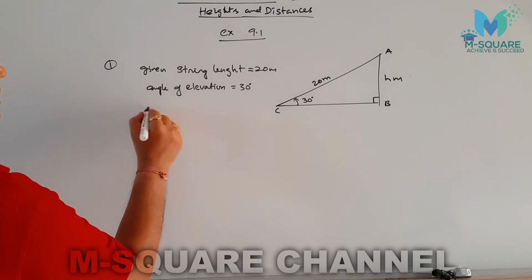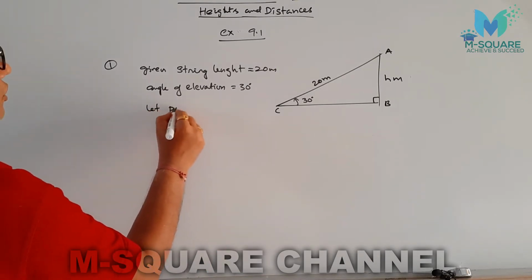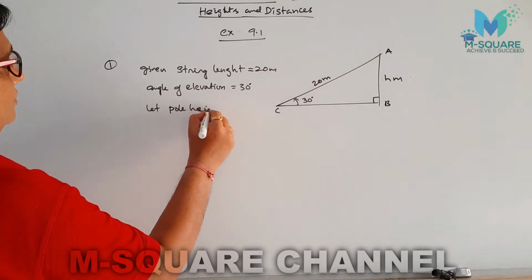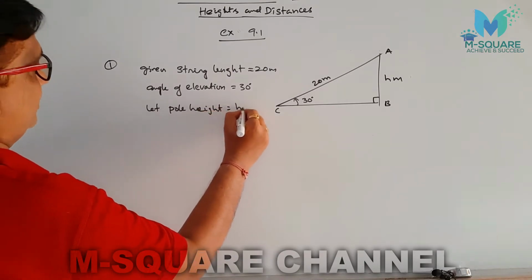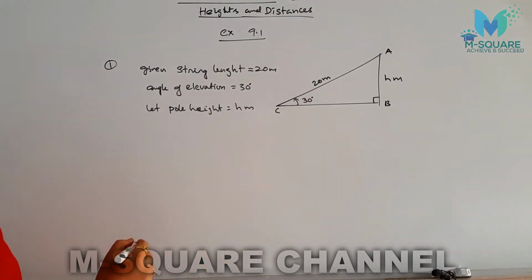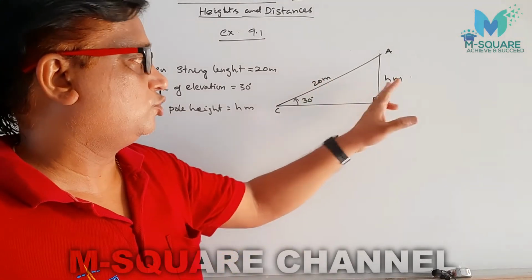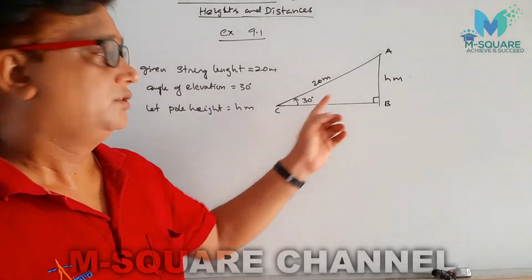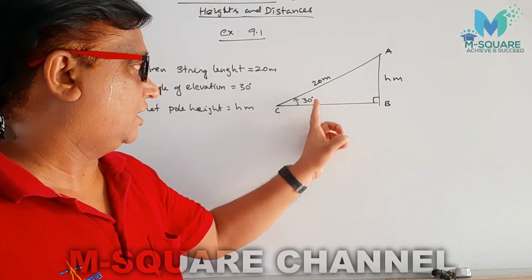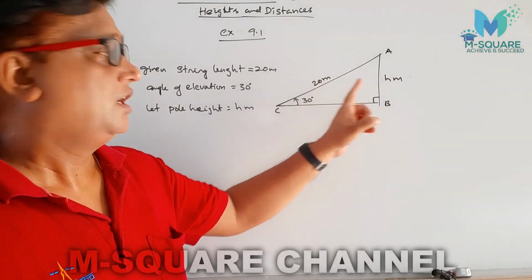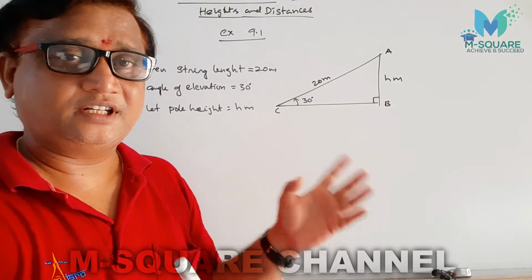Now let the pole height equal h meters. Now we are going to take the relation between these two points, so no need of BC. Theta, opposite to theta, and this is the hypotenuse. Opposite and hypotenuse. So what is the relation?